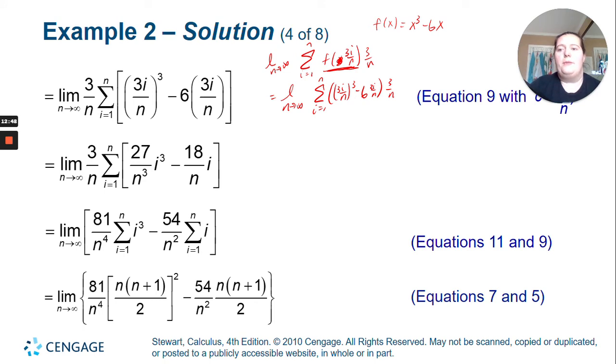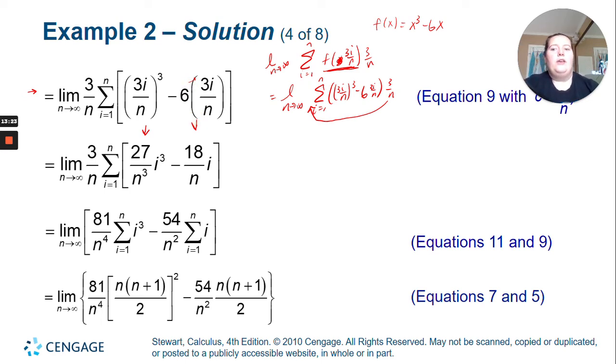And then if you're looking at the first line in black here, the only difference is we pulled this 3 over n to the front, which we are allowed to do. You're allowed to pull out anything that's being multiplied as long as it doesn't have an i in it. So that's where we are on this first line. From there, we're going to cube everything for the first term. So 3 cubed is 27, n cubed is n cubed, i cubed is i cubed. And then also multiply the 6 and the 3 for the second term. And that's where we are from here.